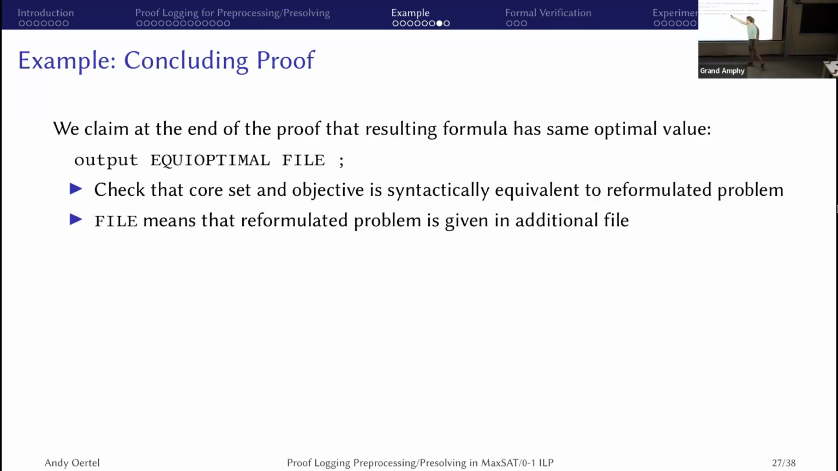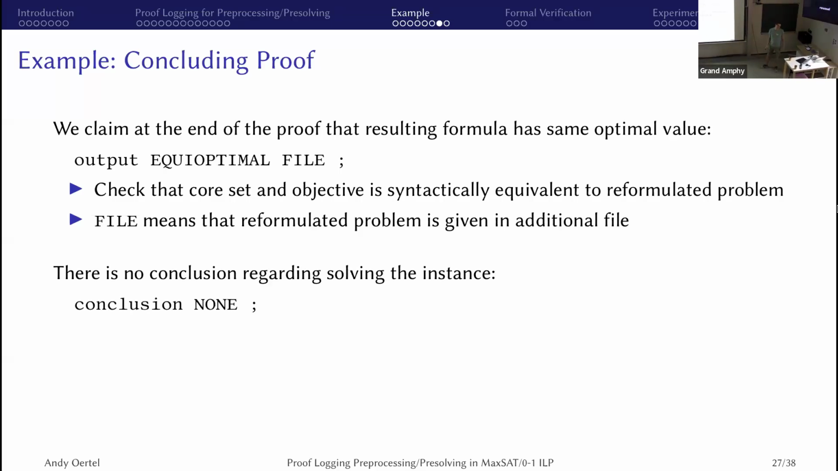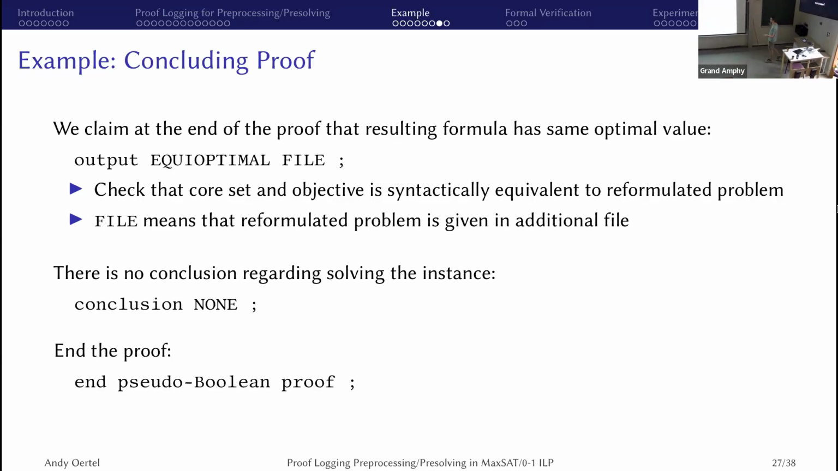And here we're given this reformulated problem inside a file, and we check that this problem in this file is equivalent to the problem that we have at the end of the proof. Then we have no conclusion. We just have done reformulations, and we end the proof.